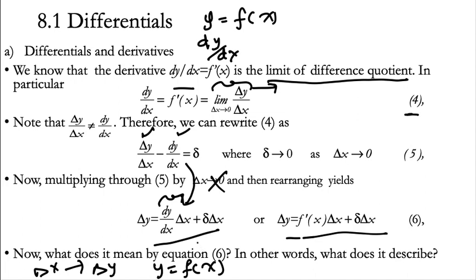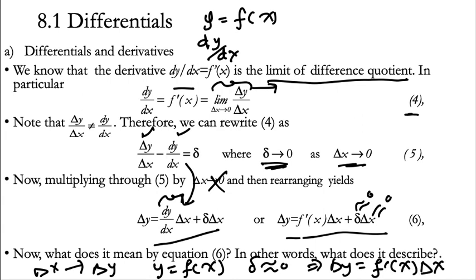Okay, now as we can see, when delta approaches 0, then we can rewrite this as what? When this one is approaching 0, this one is also approaching 0, isn't it? Then this implies change in y is equivalent to f prime x times change in x, isn't it? Okay.